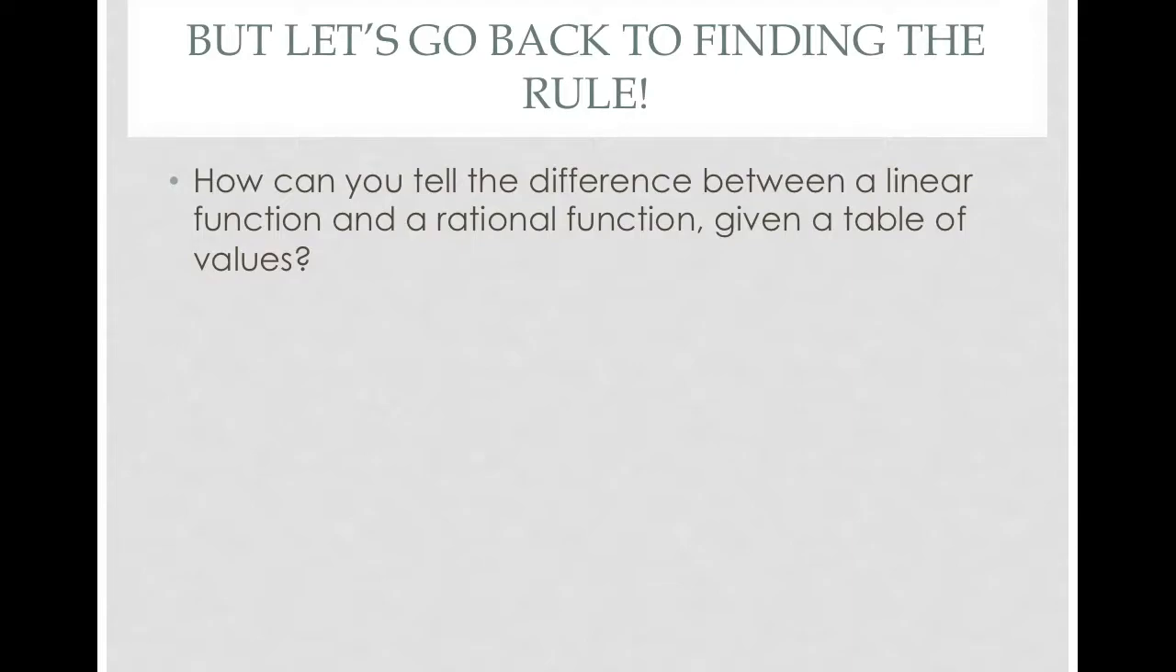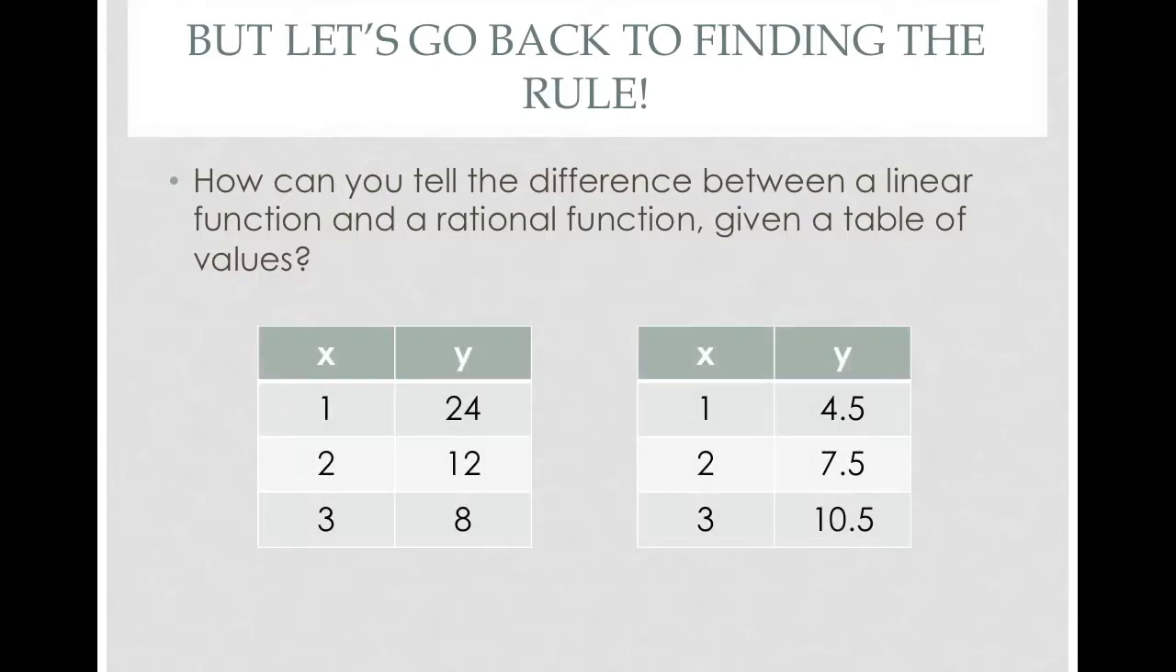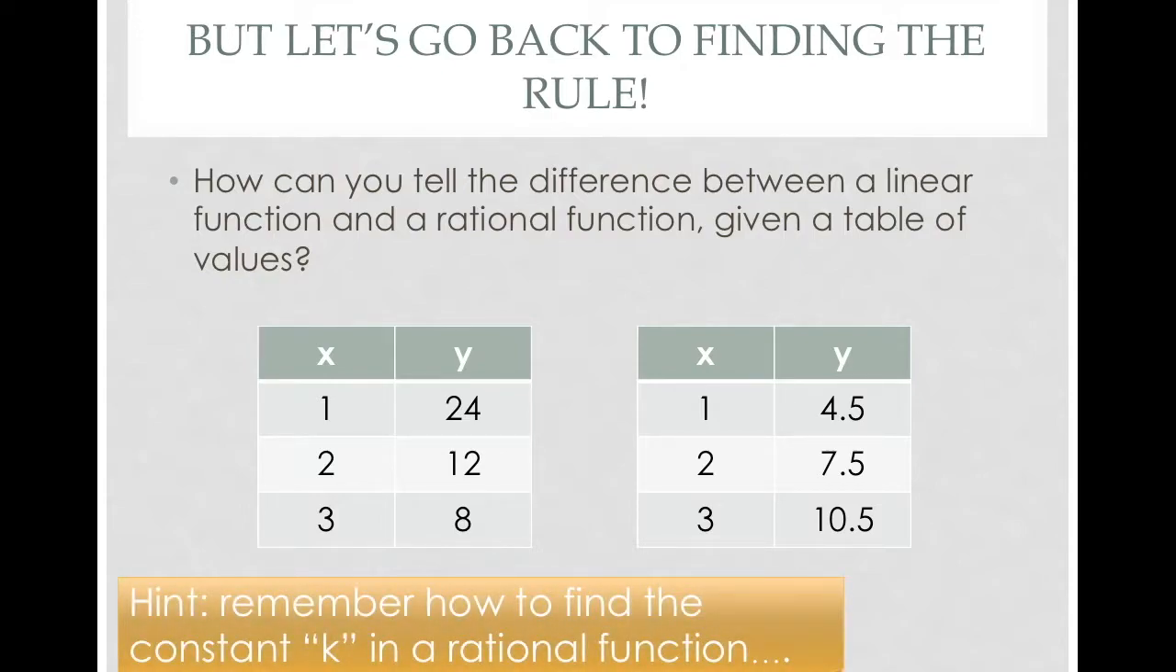Right now, you probably know what a linear function, y equals ax plus b, is, and we are just being introduced to a rational function. How can you tell the difference between a linear function and a rational function given a table of values? I've given you two here. Take a second and try to come up with a way to tell the difference. As a hint, remember how to find the constant k in a rational function that I did with you a few slides earlier.